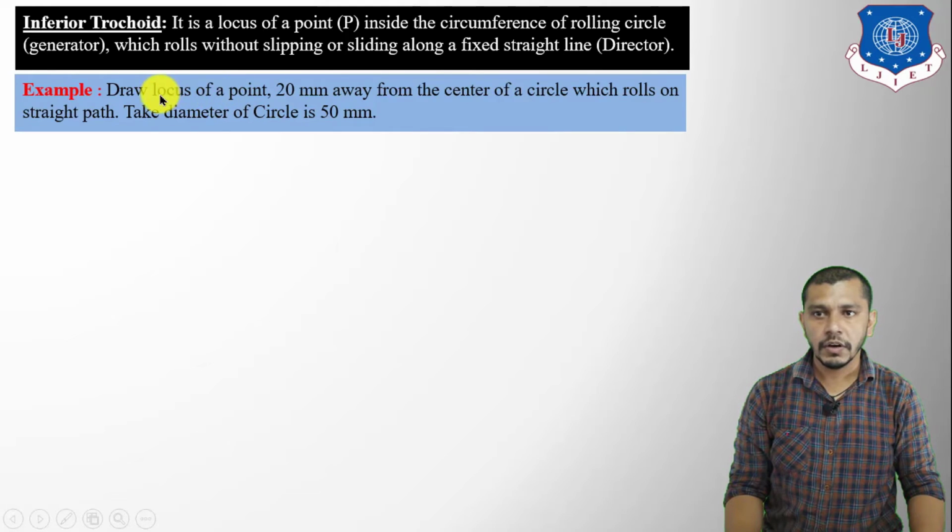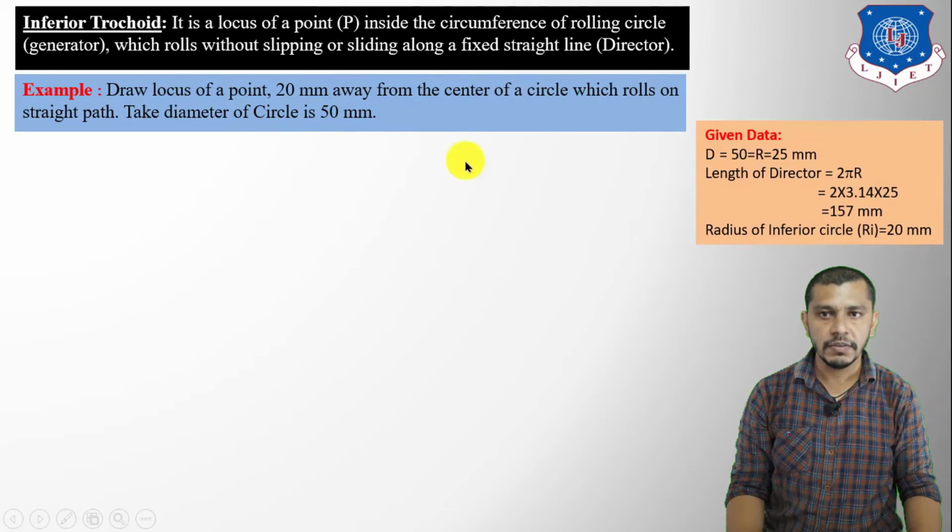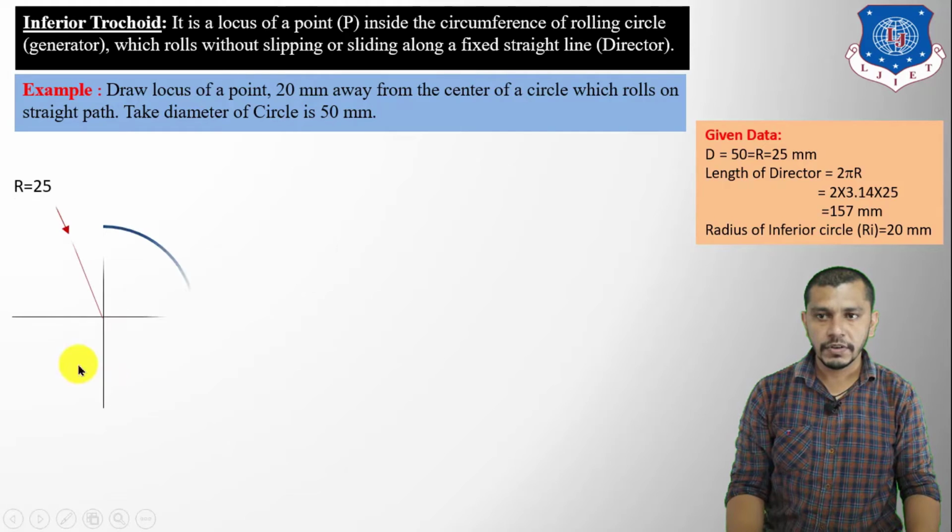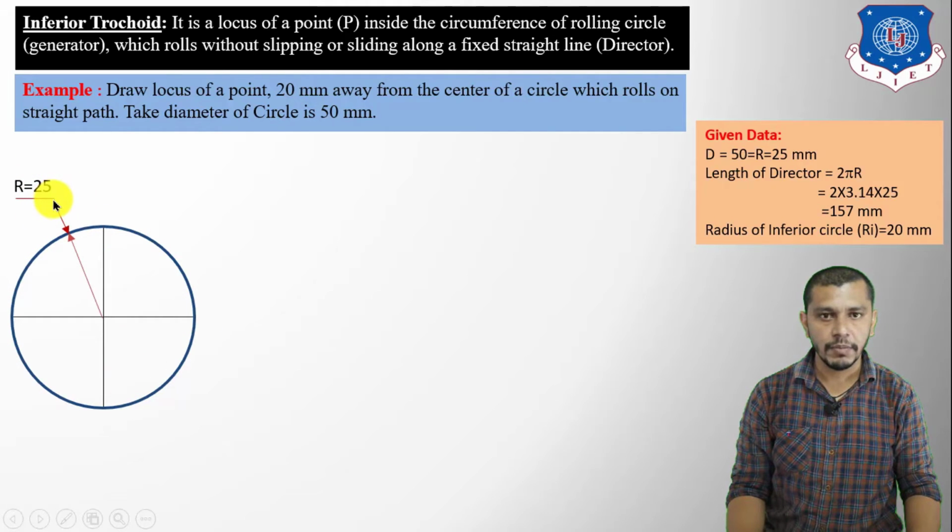Draw the locus of a point 20 mm away from the center of a circle which rolls on a straight line path. Take the diameter of the circle equal to 50 mm. So here the diameter of the circle is given. Diameter is 50 mm, that means the radius of the circle will be equal to 25 mm, and the length of the straight line path will be equal to 2 pi r, or we can also say that the length of the director will be equal to 2 pi r, which is equal to 157 mm. So now first of all draw a circle having radius equal to 25 mm.